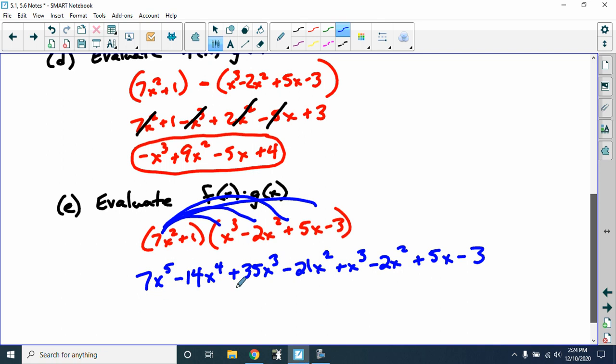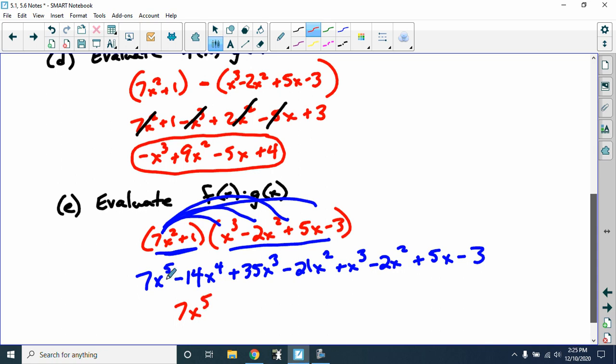A good way to check to make sure you've done everything you need to do here before you combine up like terms. This has 2 terms. This has 4 terms. 2 times 4. You should have 8 terms before you combine them up. 1, 2, 3, 4, 5, 6, 7, 8. So we know we did everything that we needed to do. Combine like terms and write in standard form.